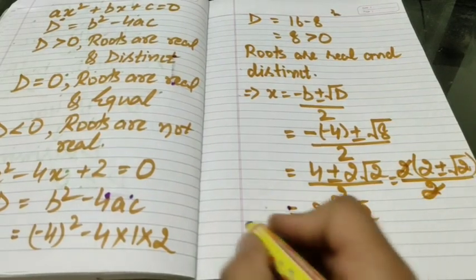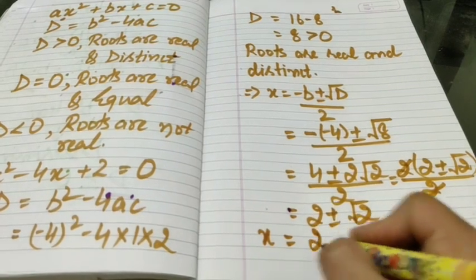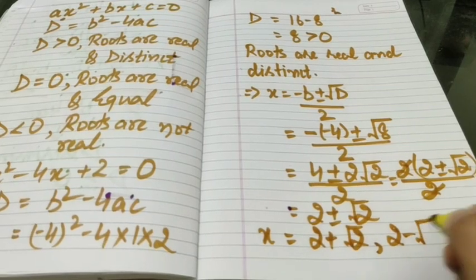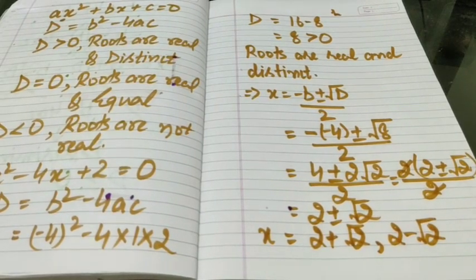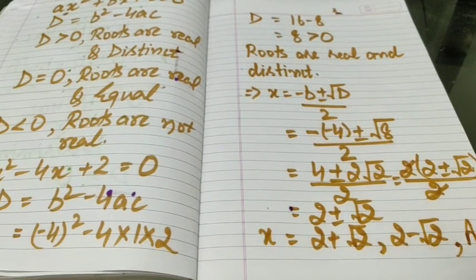It means we have two values of x. One is 2 plus square root of 2 and the other is 2 minus square root of 2, which is our answer. This is how we can find the solution of a quadratic equation, or we may say the roots of a given quadratic equation, by using the quadratic formula.